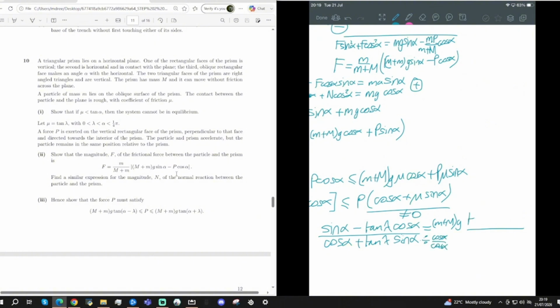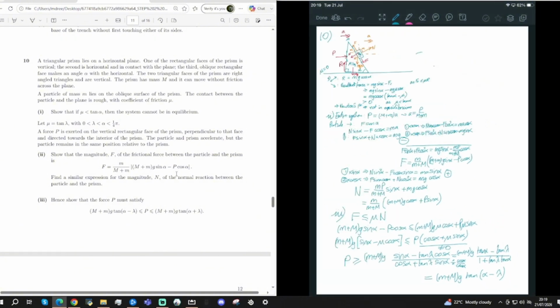So this is going to look like tan alpha minus tan lambda on the top. The bottom is 1 plus tan lambda tan alpha, which is exactly (m plus M) g tan of alpha minus lambda. So we've got P's lower bound. P has to be greater or equal to that thing.